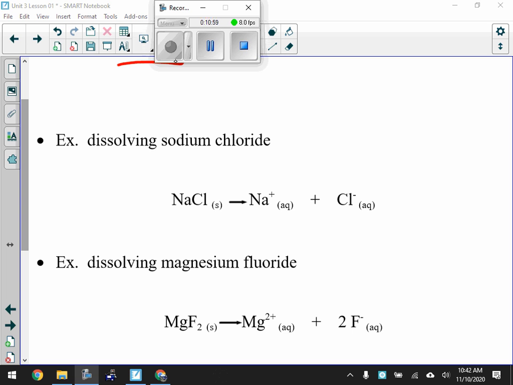I'll pause it. Okay, so dissociation is the term that we want to use for ionic compounds. Anytime you're dealing with an ionic compound, we're going to call it dissociation. Basically, what that means is when we take, for example, sodium chloride, which is salt, same kind of thing happens. You dump it into some water, and water is polar. It attracts the negative end and the positive end of this ionic compound and breaks it apart.